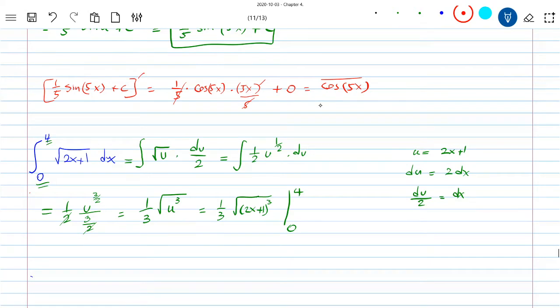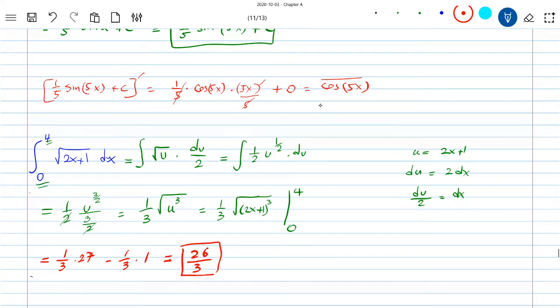Evaluate the function at 4. What you get is 1/3 square root of 2 times 4 plus 1, which is 9. Square root of 9 is 3. To the power of 3 is 27. So you get times 27. You can use a calculator. Minus, if you replace 0, you'll get 1/3 times 2 times 0 plus 1, which is 1, and 1 to any power is 1. And that is 9 minus 1/3, so 26 over 3. This would be the integral.